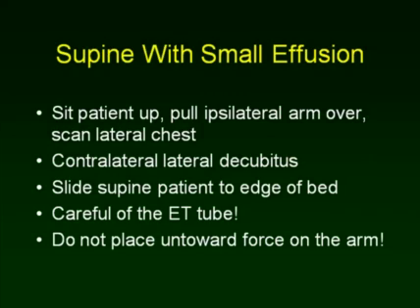A couple of techniques. One is to sit the patient up and have someone hold the ipsilateral arm over the patient's body, and then scan the lateral chest. You can roll the patient over in a lateral decubitus position, slide the patient to the edge of the bed, but whatever you do, assign one person on the team to watch that endotracheal tube. It's a sad day when attempted thoracentesis results in unplanned endotracheal tube removal.